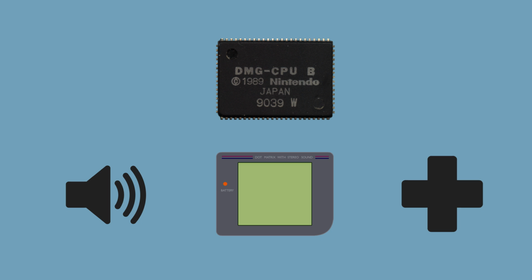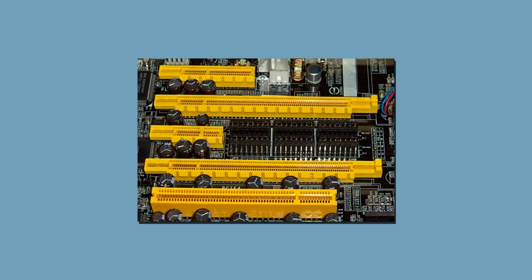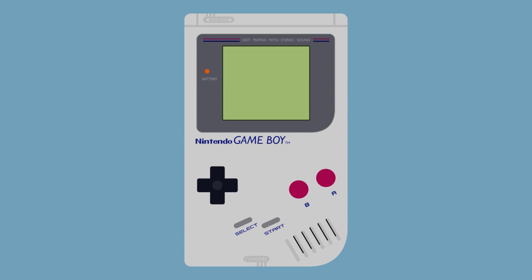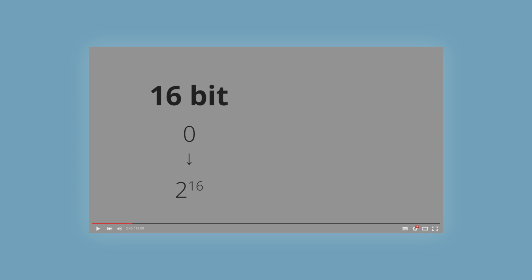Modern computers have USB ports, PCI Express ports, SATA ports, but there is nothing of the sort in the Game Boy. How do all the parts talk to each other? Well, there is one important detail from the previous episode that should give us a clue. Let's watch this clip for a second.